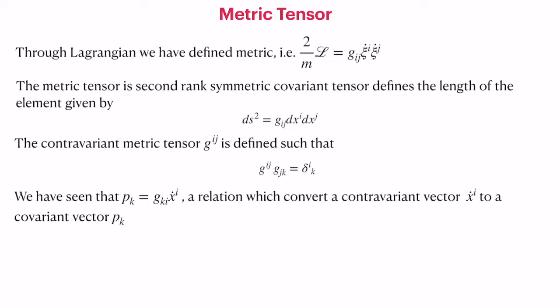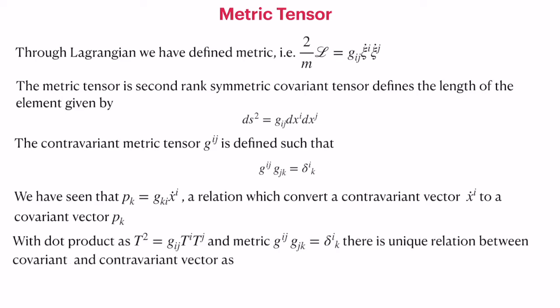So we have seen that pk is defined as Gki x dot i. We know that x dot i is a contravariant vector, and we have seen that the vector pk has to be a covariant vector. That basically means that you can take a dot product of a contravariant vector with the covariant metric tensor to give a covariant vector component. So this relation comes uniquely from what is known as a dot product in the metric space. A metric space has a unique dot product defined through the metric, that is if you have a vector, the length of that vector t squared is given as Gij ti tj.